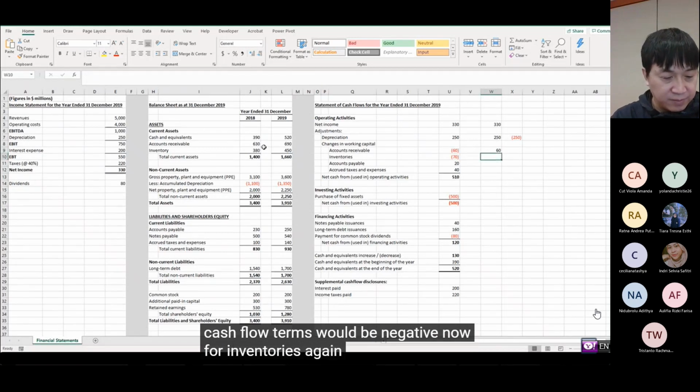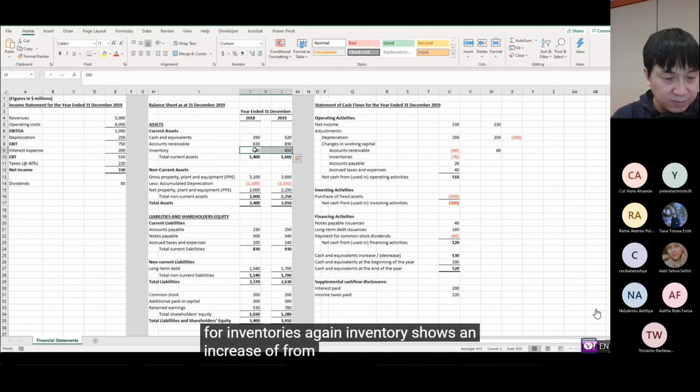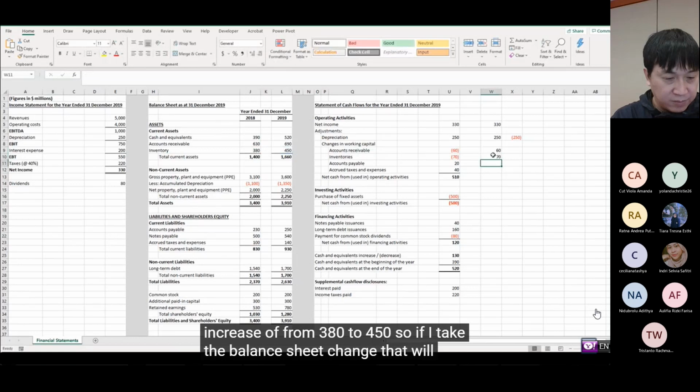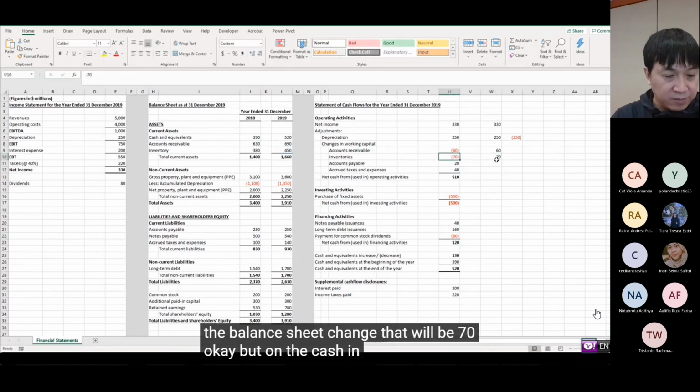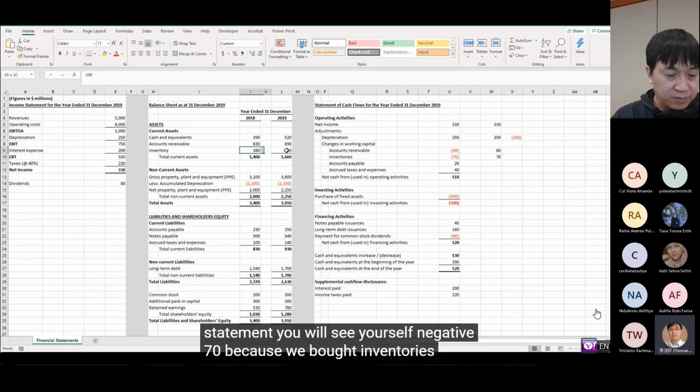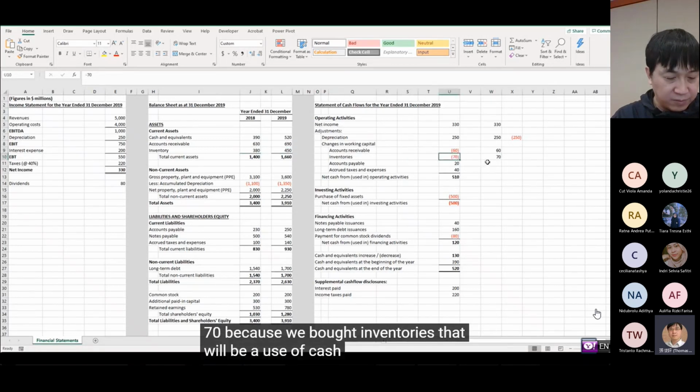Now, for inventories, again, inventory shows an increase from 380 to 450. So if I take the balance sheet change, that will be 70. But in the cash flow statement, you will see a negative 70 because we bought inventories, that will be a use of cash.